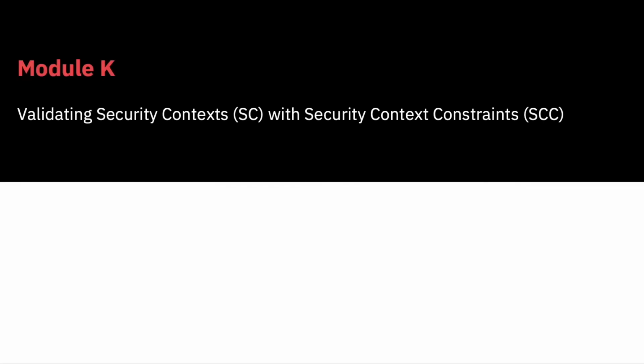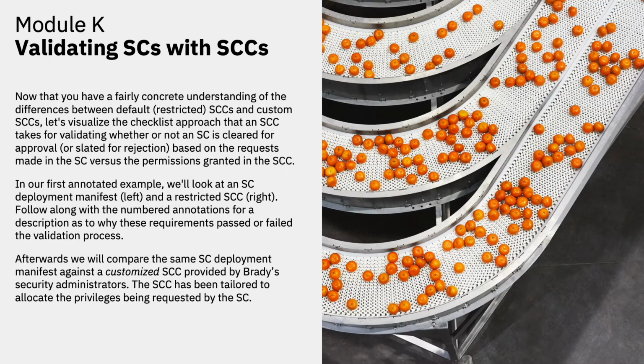Now that you have a fairly concrete understanding of the differences between default or restricted SCCs and custom SCCs, let's visualize the checklist approach that an SCC takes for validating whether or not an SC is cleared for approval or slated for rejection based on the request made in the SC versus the permissions that are set to be granted via the SCC. In our first annotated example, we'll look at an SC deployment manifest on the left and a restricted SCC on the right.